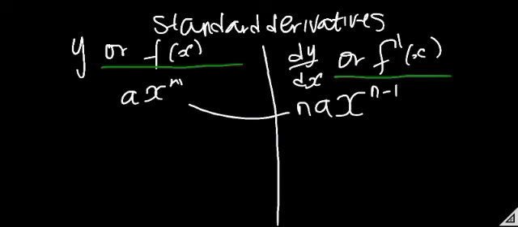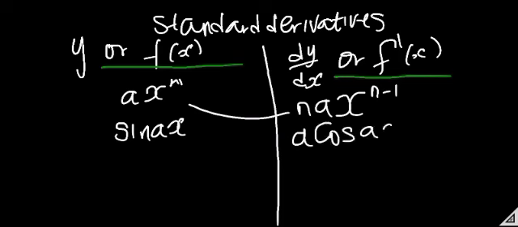Number 2, when talking about some trigonometric function here, what if we have sine ax? When y is equal to sine ax, the dy dx of sine ax, first of all, this a will come out, becomes a, right? Then cos ax. Any complaint?